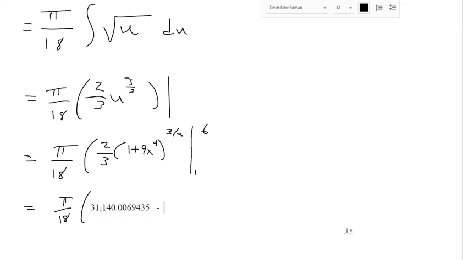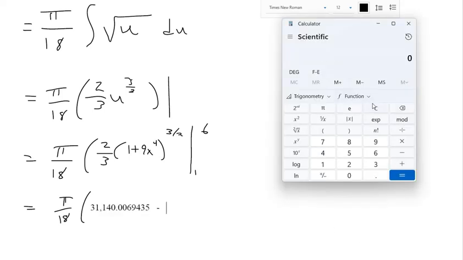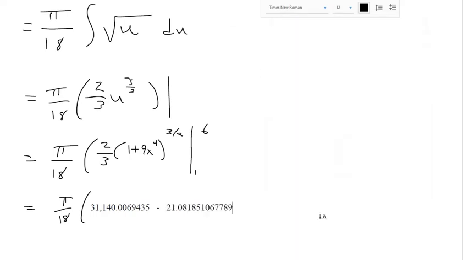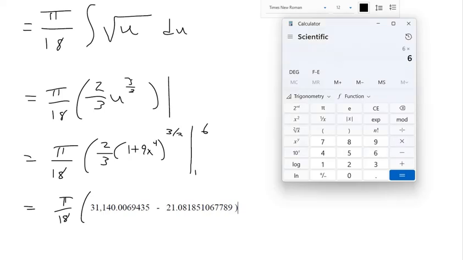Computer's having a hard time. Needs a reboot. And then 1 to the fourth. That's 9 plus 1 makes 10. So this is 10 to the 1.5 power times 2 divided by 3. It seems like it's going to be too big. Let me double check that 6 that I plugged in. I guess that makes sense. It's really big when you do 6 to the fourth.